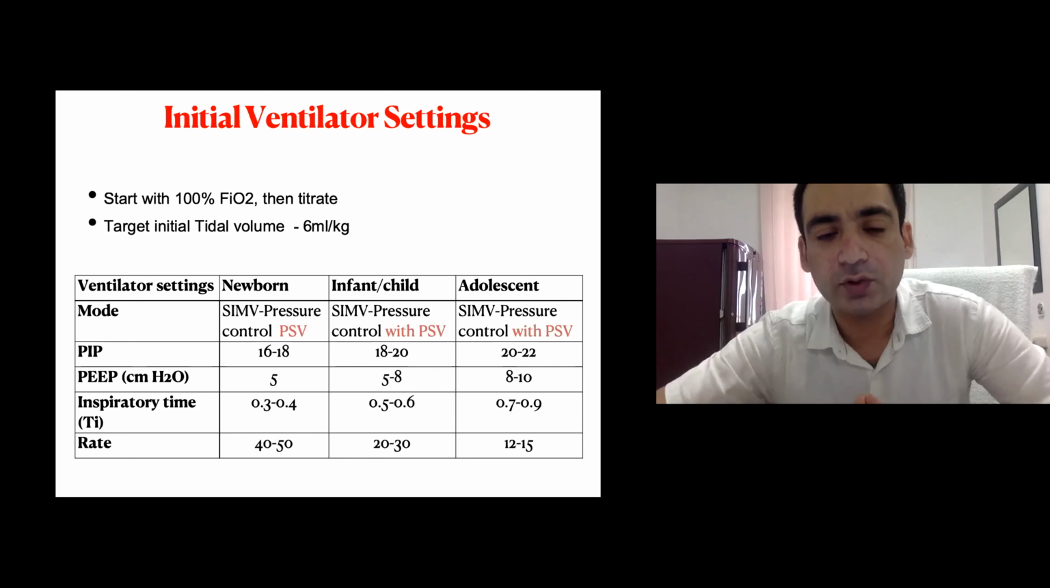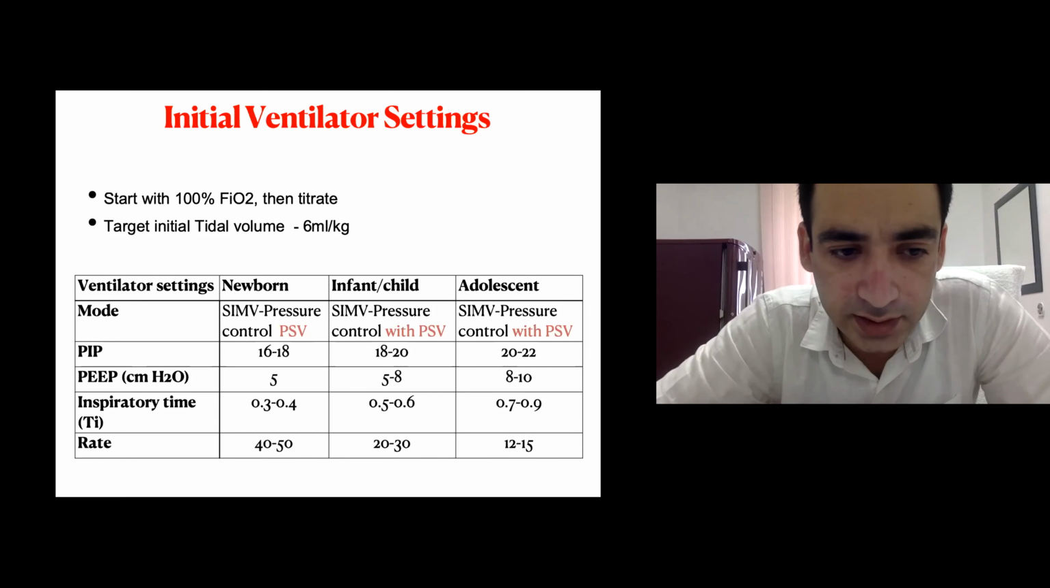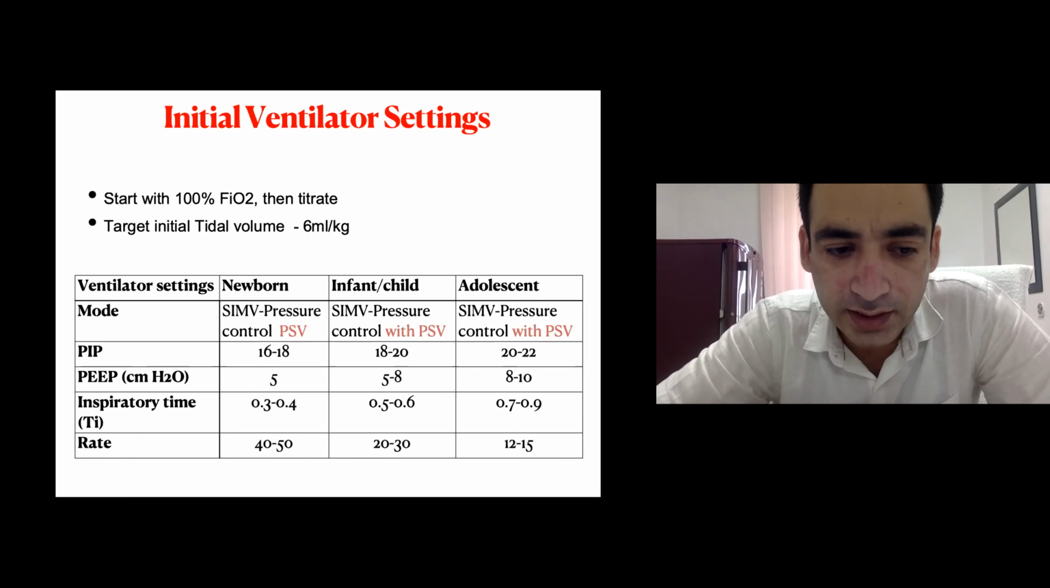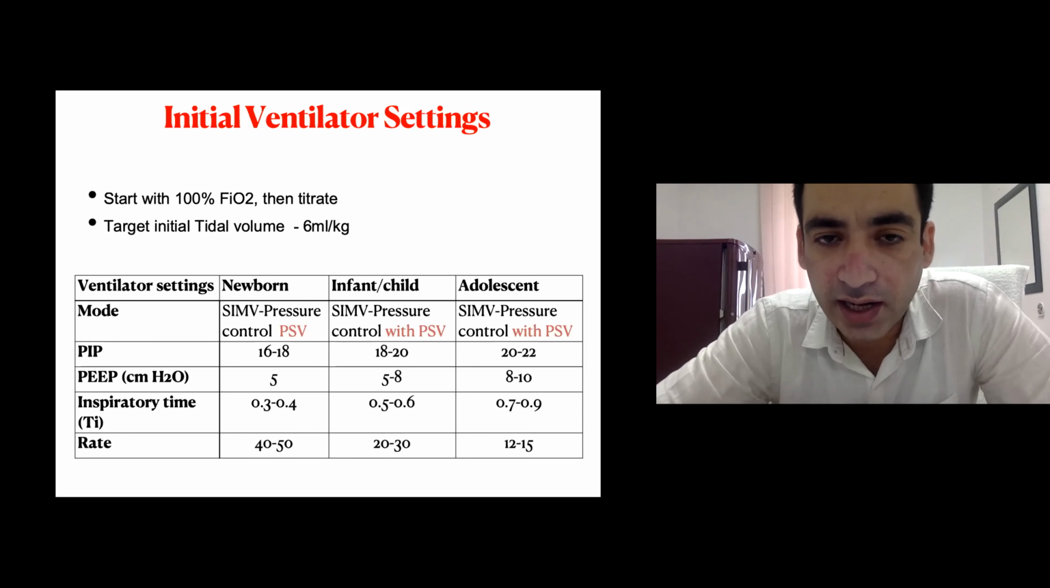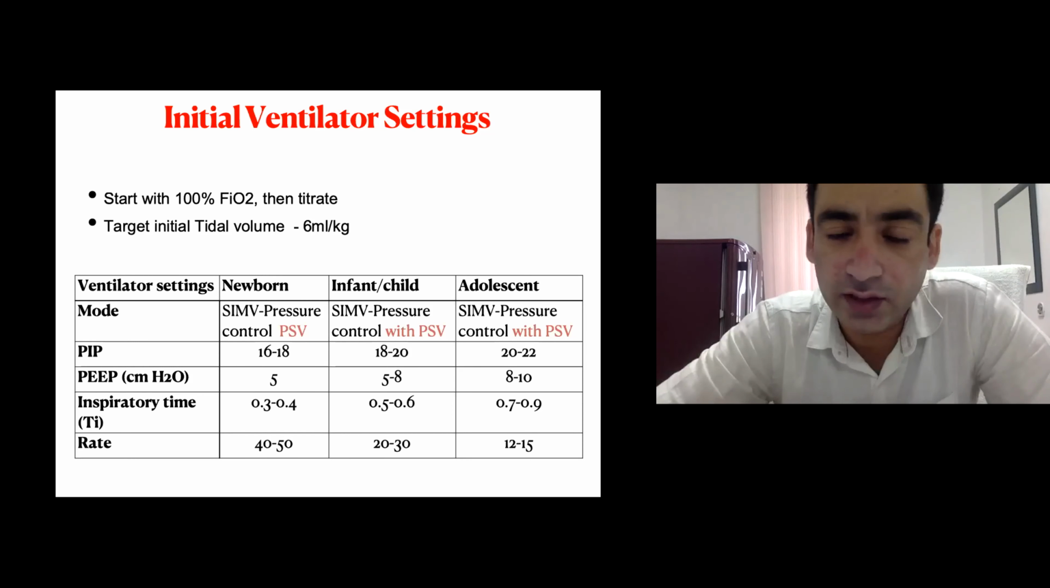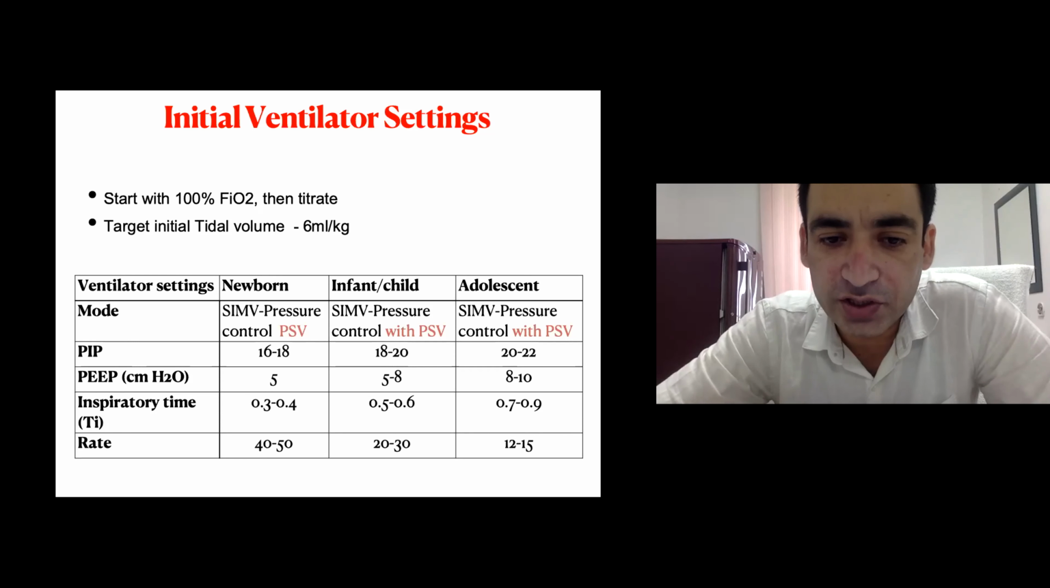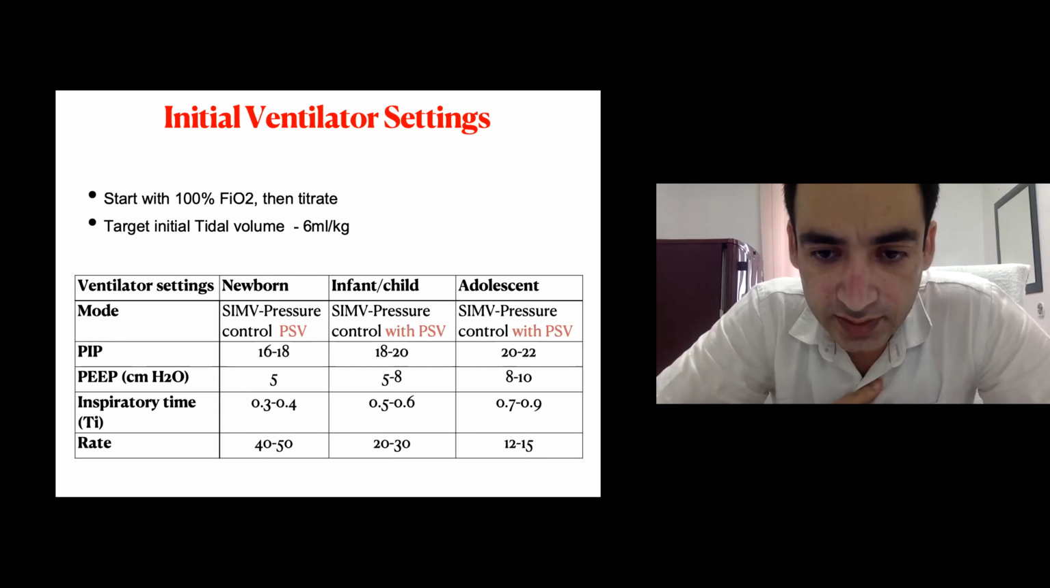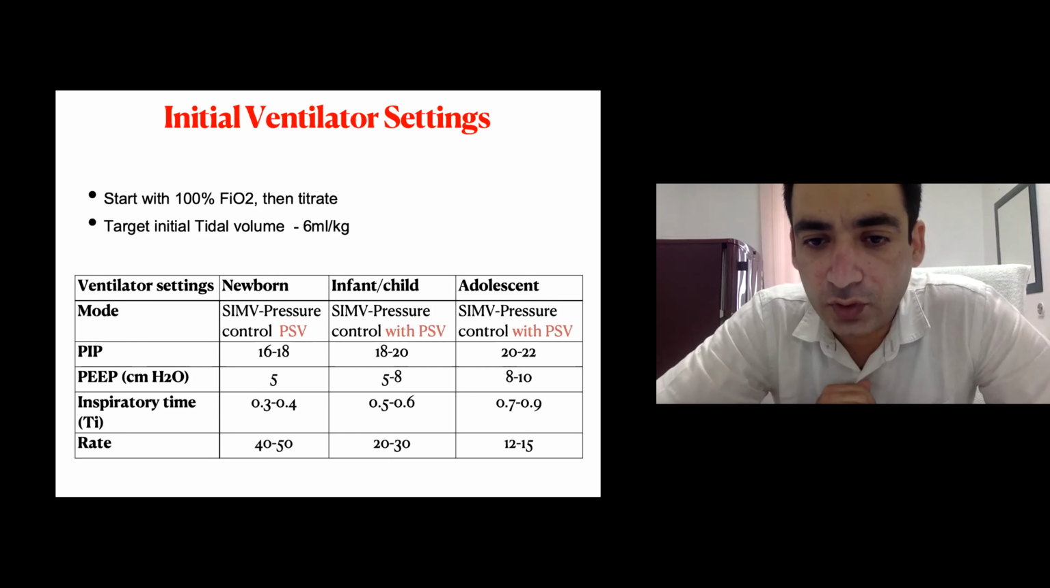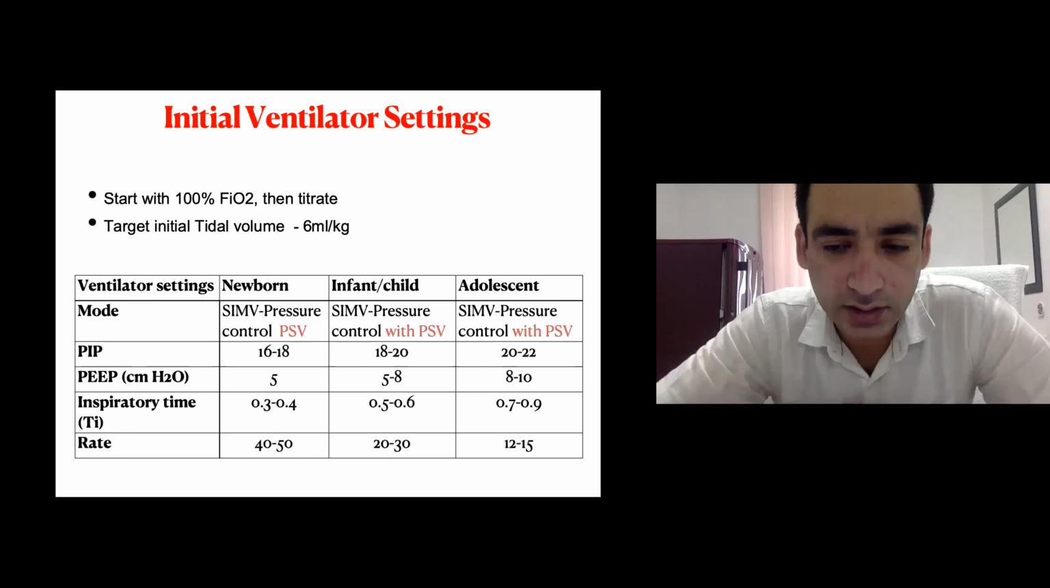And the knobs which we have to set in a ventilator include PIP, that is peak inspiratory pressure, PEEP, TI and rate. Remember that TI and rate are usually set once and we don't need to change them frequently. So it is only PIP and FiO2 which have to be changed frequently. Now for a neonate, we usually start with pressures of 16 to 18, and as the child's age increases, the pressure requirement also increases. So for a child who is more than 1 kg, the requirement is usually between 18 to 20, and for an adolescent, it may be anywhere between 20 to 22.